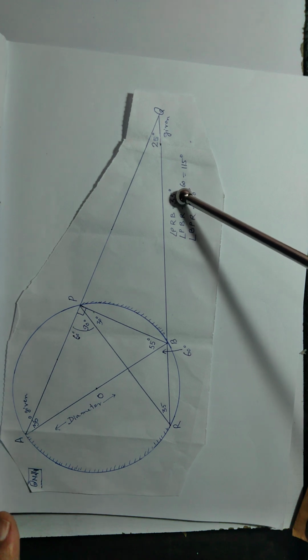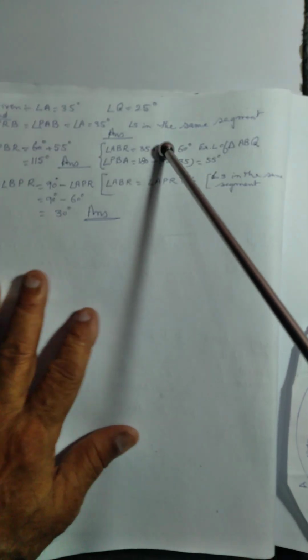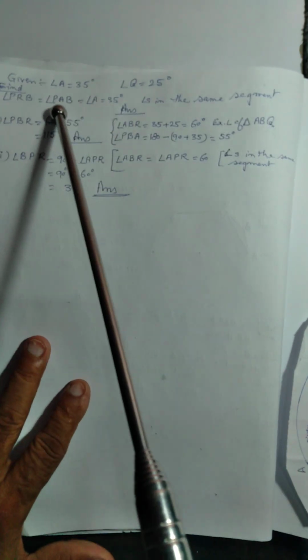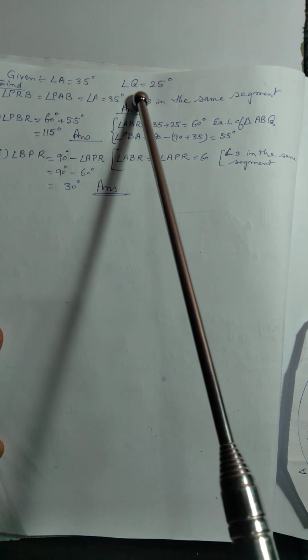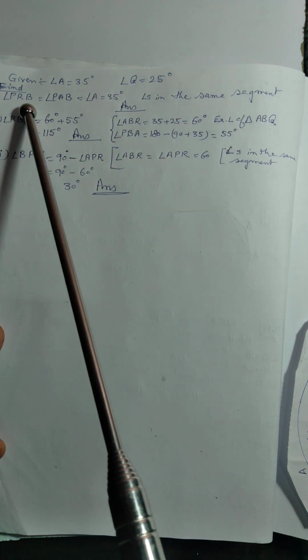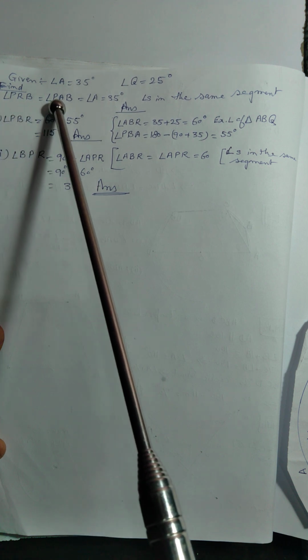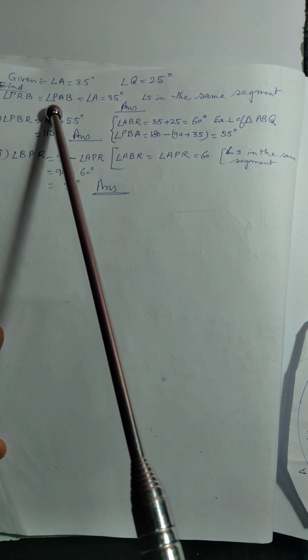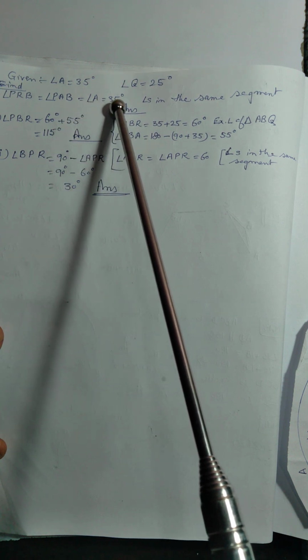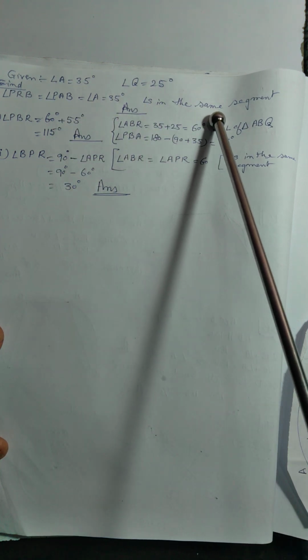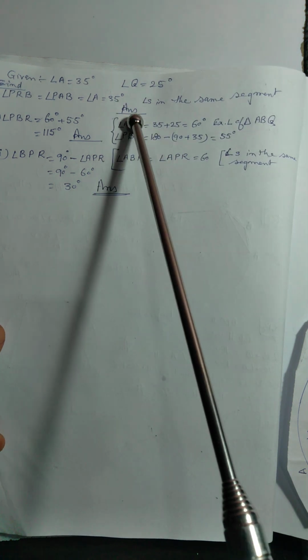In this way, that is the calculation which I have done. Now you see here, given that angle A is 35 degrees and angle Q is 25 degrees, find PRB. That is, angle PAB is equal to angle A, that is 35 degrees, the angle in the same segment, and this is the answer.